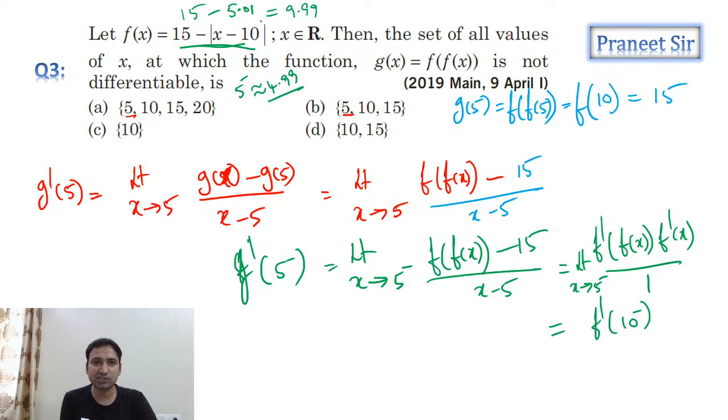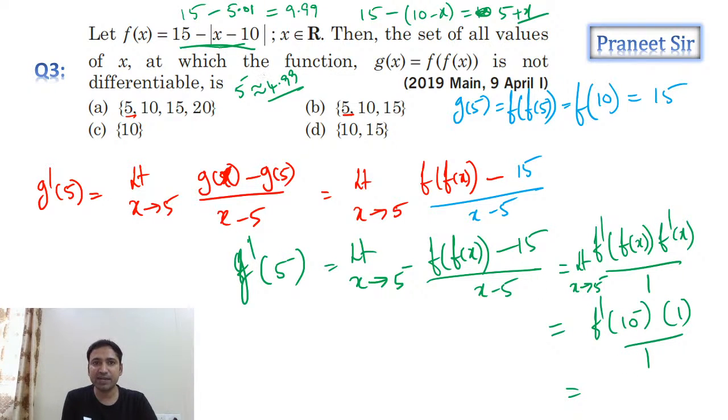F dash 5 minus also you can calculate. So if you calculate f dash 5 minus, when you take x equals 5 minus, as the expression inside the modulus is negative, I can replace it with 10 minus x. So total 5 plus x we are getting. Its differentiation is 1, guys. So f dash 5 minus is 1 by 1. Finally, this is what we are getting.